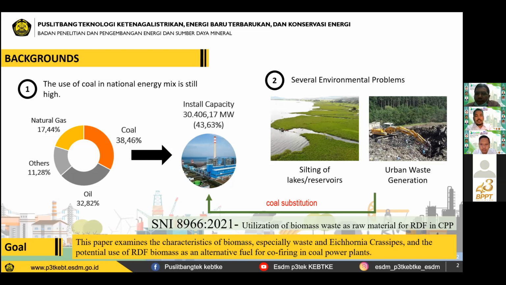These two materials, Eichhornia crassipes and municipal waste, can be utilized or converted to RDF to substitute the use of coal in power plants, but only partially, not fully. It's only around 5%.